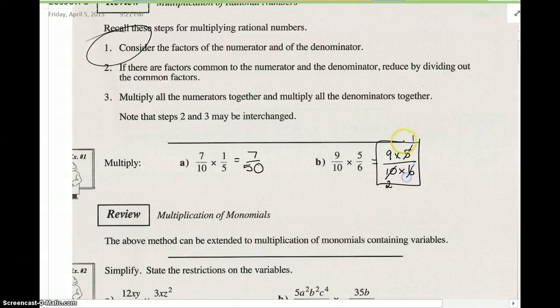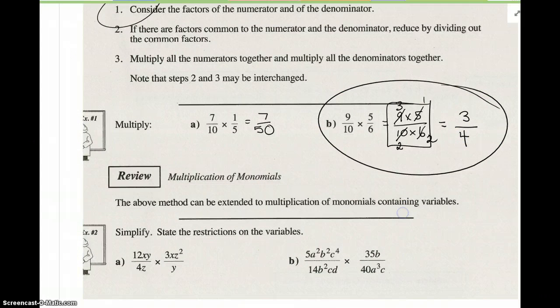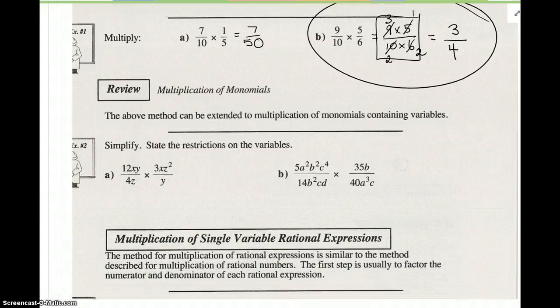I notice the 6 and the 9 have something in common, that would be 3. So 3 goes into 6 two times, and 3 goes into 9 three times. Therefore, it's much easier. I have 3 times 1 is 3, and 2 times 2 is 4. There you go. That is really the principle that we'll be using as we go through these rational expressions.